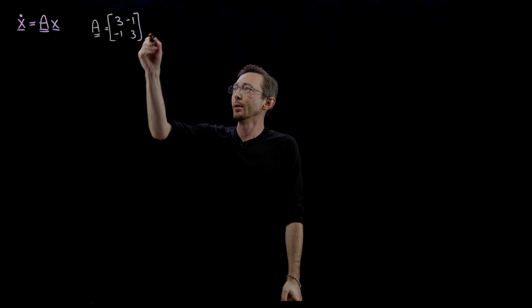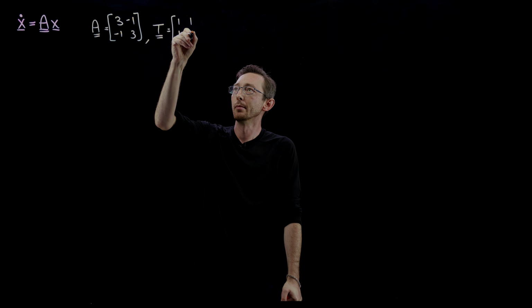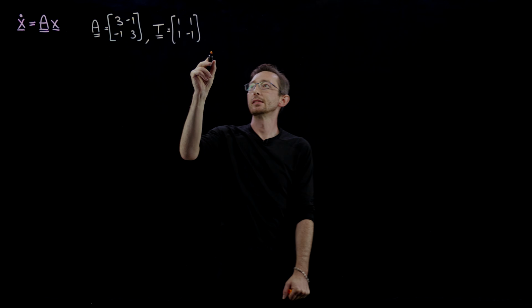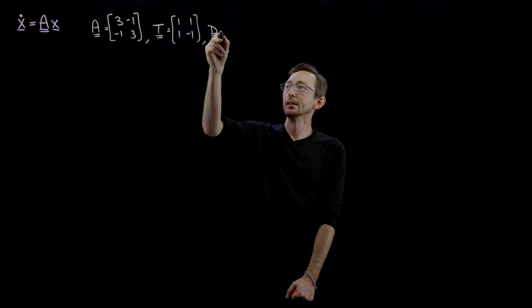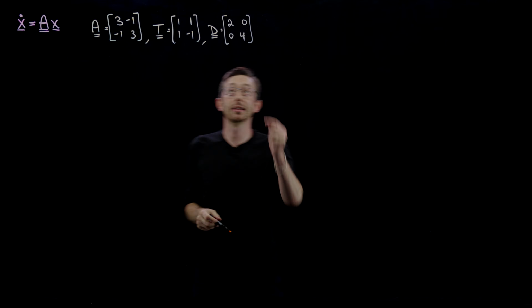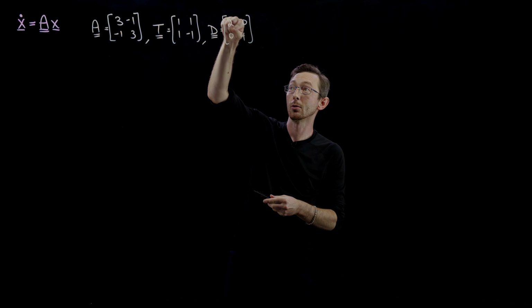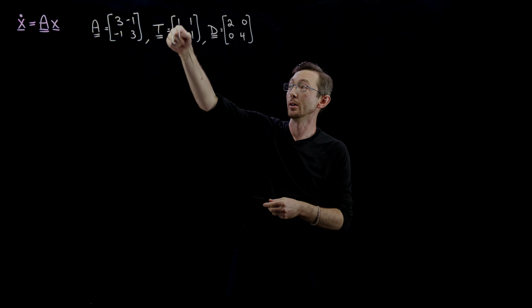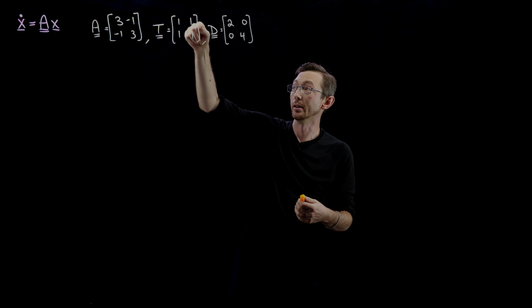So if I remember, the matrix of eigenvectors T was [1, 1; 1, -1]. And the matrix of eigenvalues, this diagonal matrix D, was a diagonal of 2, 0, 0, 4. So we had two eigenvalues, 2 and 4, and these two corresponding eigenvectors. The eigenvector corresponding to eigenvalue 2 is [1, 1], and the eigenvector corresponding to eigenvalue 4 is [1, -1].